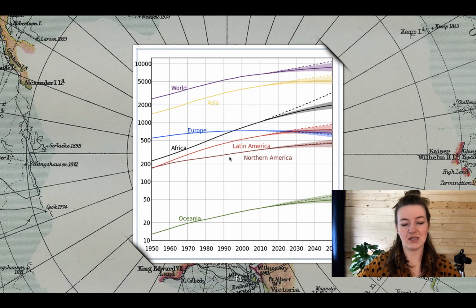North America has been fairly limited. Latin America has been definitely elevated, but not super high. Europe has been pretty stagnant and actually has gone down. And we see the same kind of increases in other parts of the world, where Africa has by far the most drastic increase.